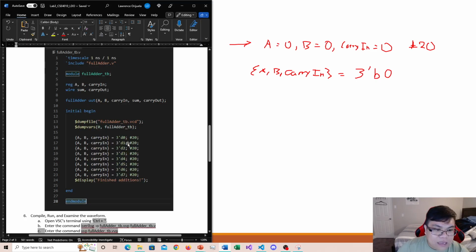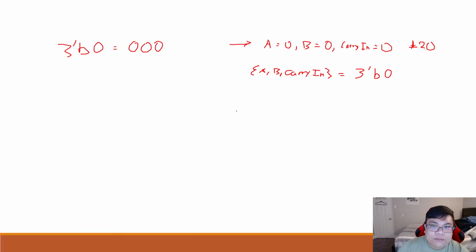After that, I waited 20 nanoseconds, as you can see here. And then I set A, B, and carry in equal to the 3-bit binary number that's equal to the decimal value of 1. As a result of this, since this is 0, 0, 0, I'm basically saying, hey, this first 0, set it equal to A. This second 0, set it equal to B. This third 0, set it equal to carry in, okay?